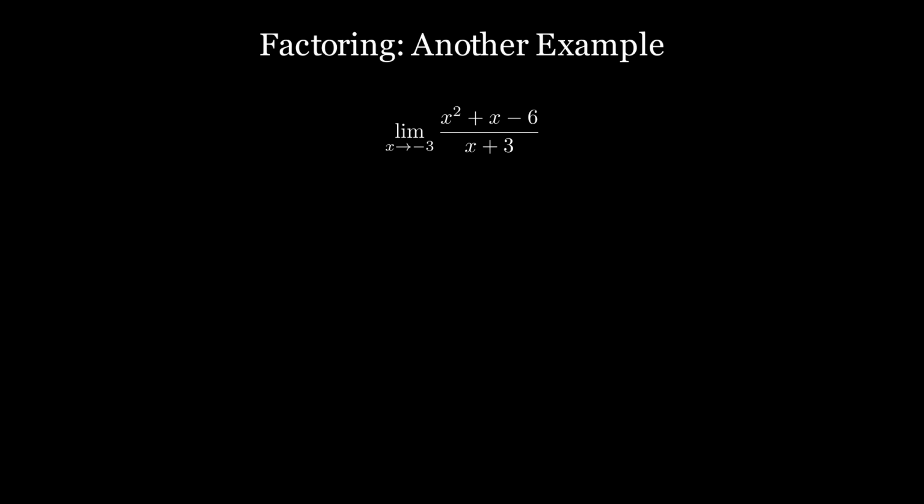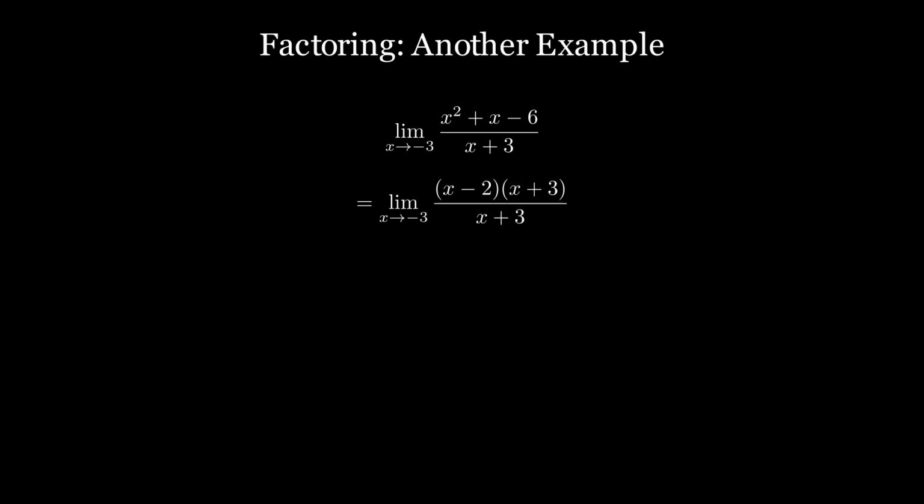We need to factor the numerator, x squared plus x minus 6. We are looking for two numbers that multiply to negative 6 and add to positive 1. Let's think. The pairs could be 2 and negative 3, or negative 2 and 3. The pair negative 2 and positive 3 works, since negative 2 times 3 is negative 6, and negative 2 plus 3 is positive 1. So, the factored form is x minus 2 times x plus 3.